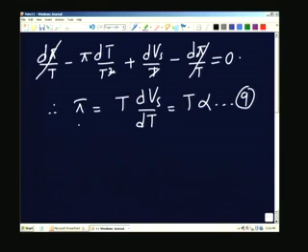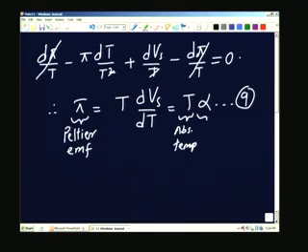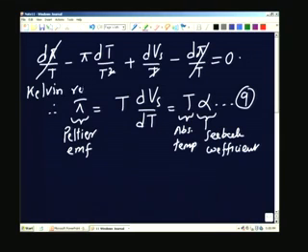That means that the Peltier coefficient or Peltier EMF is the product of the absolute temperature multiplied by the Seebeck coefficient. This is called Kelvin relation number 1. These are derived by Kelvin, and therefore the name has come.